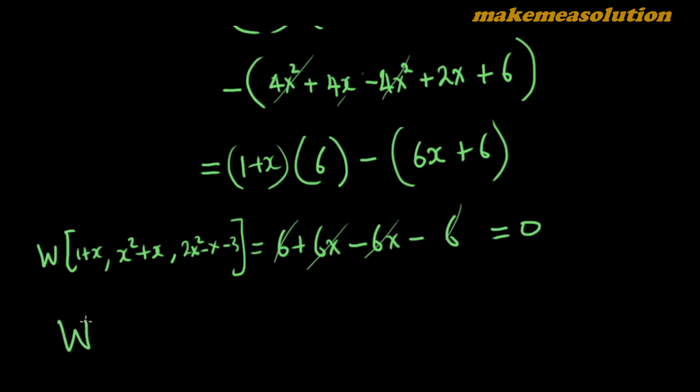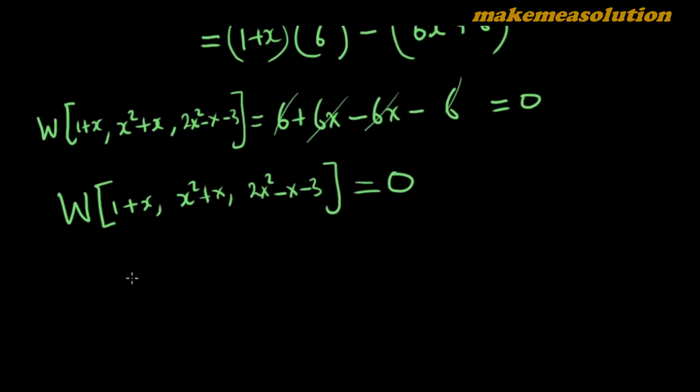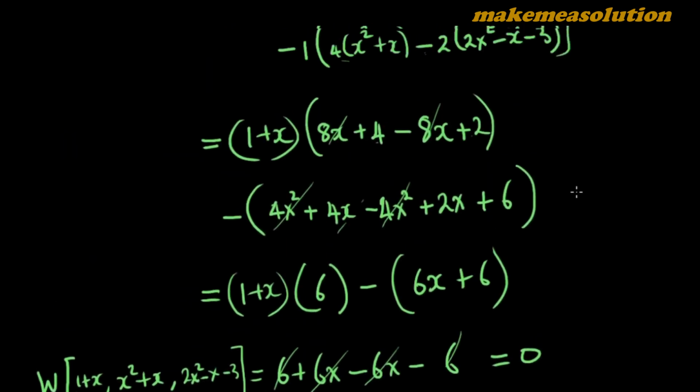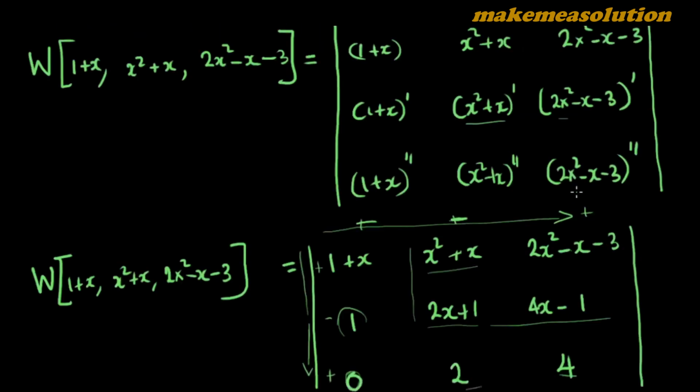So the Wronskian of these three functions, 1 plus x, x squared plus x, and 2x squared minus x minus 3, is equal to 0. This means, according to my comments, that they are linearly independent. So since the Wronskian of the three of them is 0, they are linearly independent. That's for the three of them, and that's for this problem.